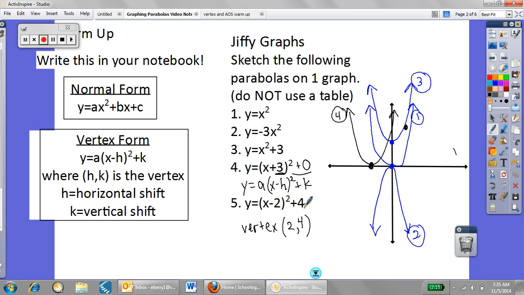So again, the vertical shift was 4, so I went up 4 on the y-axis, and a horizontal shift to the right 2. I do the opposite of this negative. I can do my parabola up here now using this vertex. And this is a parabola for number 5. Okay, let's go ahead and start our lesson for today.